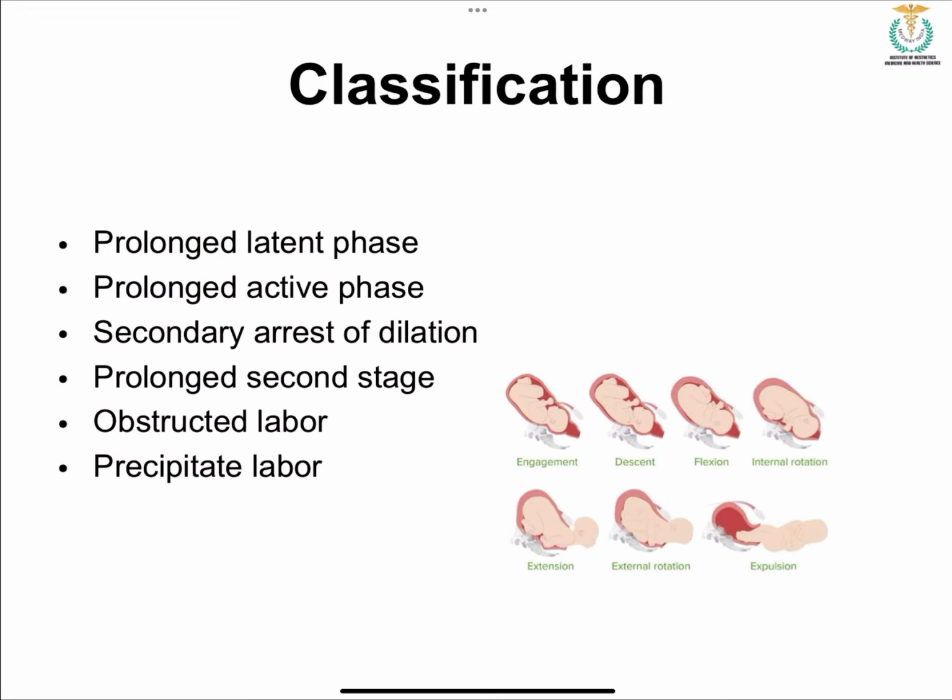I have one question for you: which pattern most commonly leads to a cesarean for labor dystocia? That is the active phase arrest, or secondary arrest, or obstructed labor. These are the patterns which can lead to a cesarean for abnormal labor. So that is the classification of abnormal labor.